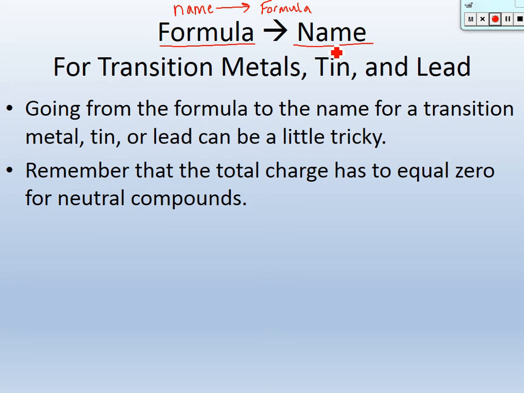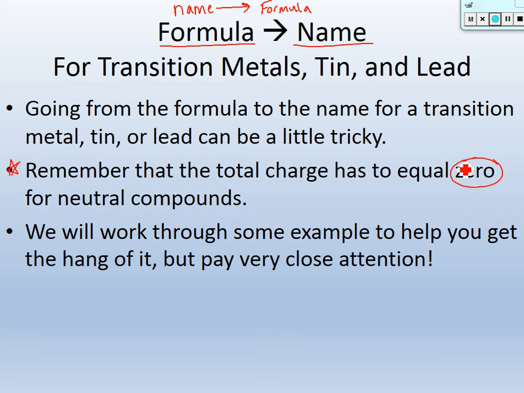But remember, this is kind of the biggest point right here. When you add up the total charges of ionic compounds, the total charge has to equal 0. Okay, so the total charge has got to equal 0 for neutral compounds. And I'll tell you what that means here in a second. We're going to work through a lot of examples. Stay with me. I promise if you pay attention, you'll catch on pretty quickly.